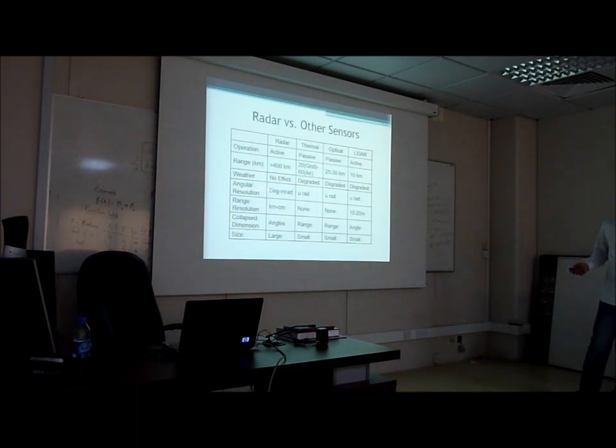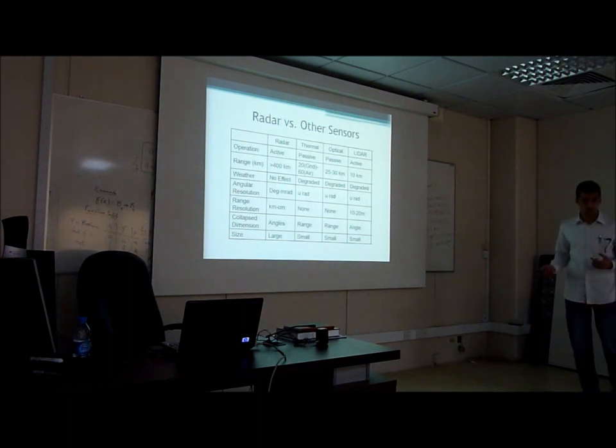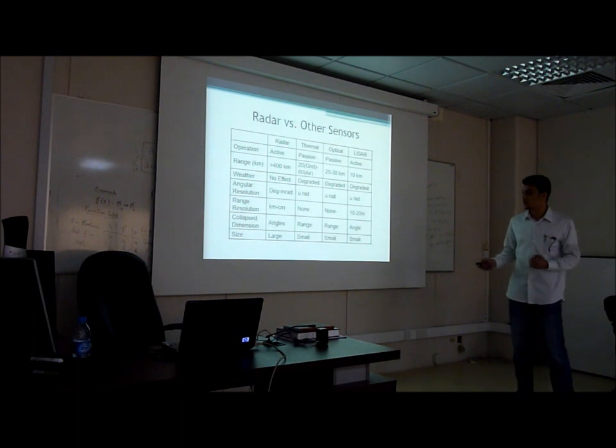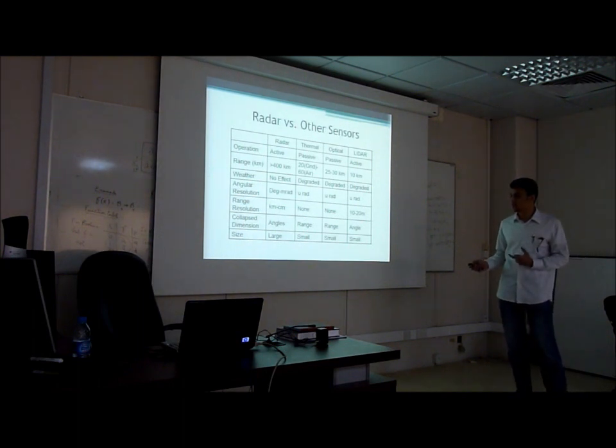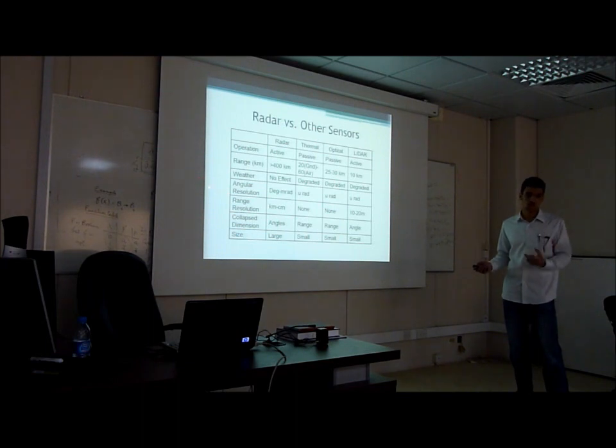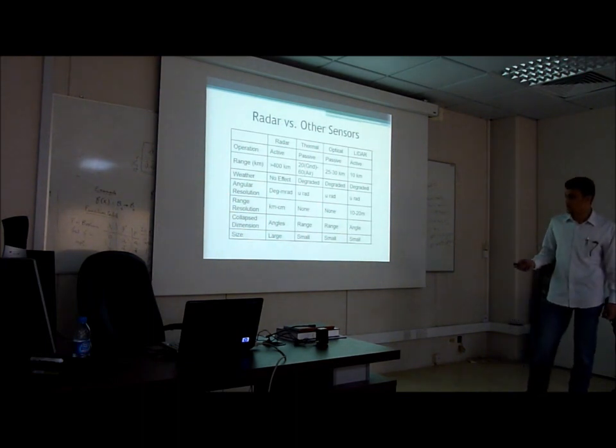The angular resolution concept is the smallest angle for radar to differentiate between two targets. If the two targets are a few degrees or milliradians apart, the radar can determine them separately. In the case of thermal and optical, it's in microradians.